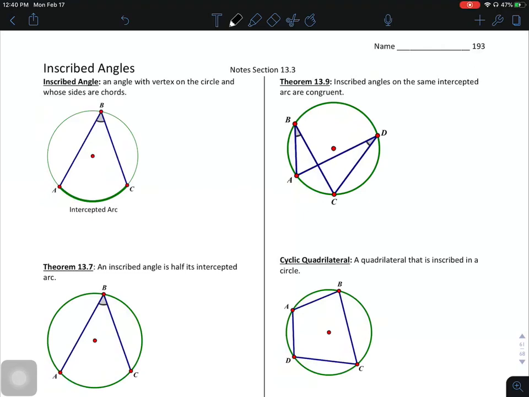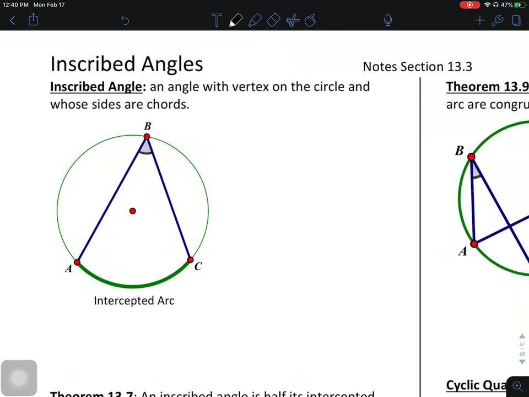Honors Geometry, Notes 13.3, Inscribed Angles. Definition. Inscribed angle. An angle with the vertex on the circle and whose sides are chords. So this picture shows an inscribed angle.